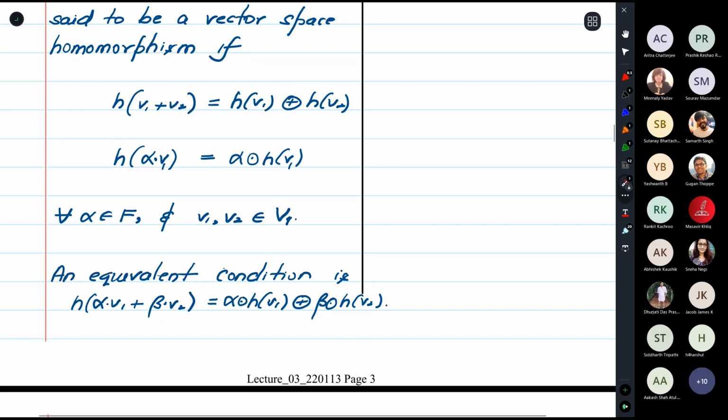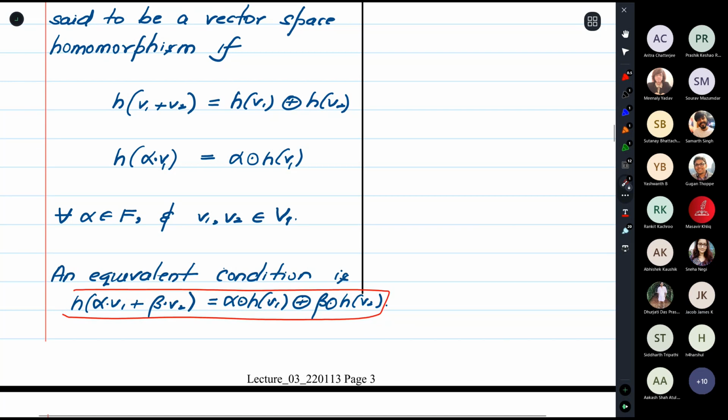Can one of you volunteer and tell me what this condition is and where you have seen it before? Can one of you please volunteer? Have you seen such a condition before? Yes, Jacob. Is it related to linear transformation? Yeah, so this is the linearity property. Very good. So this is the linearity property.